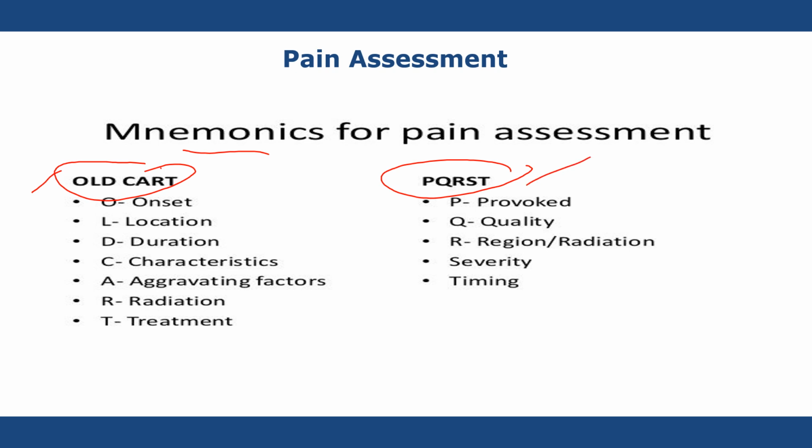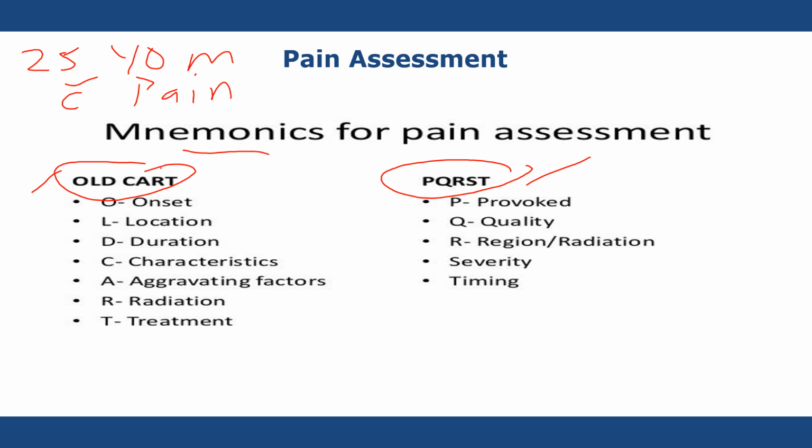Now the beauty of these two mnemonics is that they work in any given setting. It doesn't have to be pain. It can be nausea, vomiting, chest pain, depression, anxiety. It doesn't matter what symptom you have, you should be able to apply this mnemonic in any given setting. So for example, let's say you have a client who comes in with pain. I'm going to say a 25-year-old male with pain.